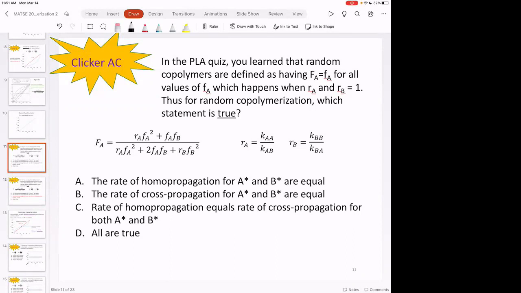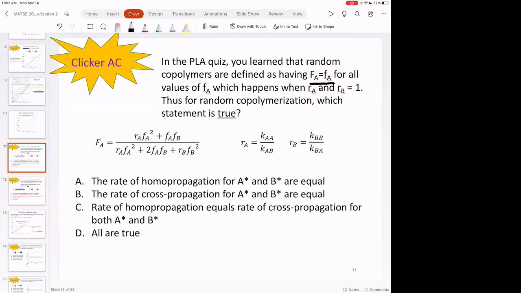This is the clicker question that I wanted to do in this set of slides. In the PLA quiz, whenever you took it before break, you learned that random copolymers are defined as FA equals fA. That's very interesting because there's no compositional drift under those conditions, for all values of FA, which happens when RA and RB equal 1. Thus, for random copolymerization, which statement is true?